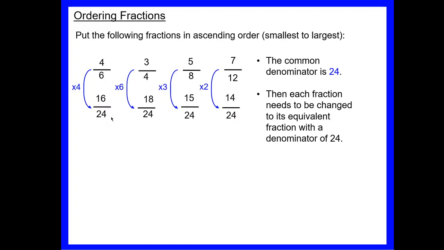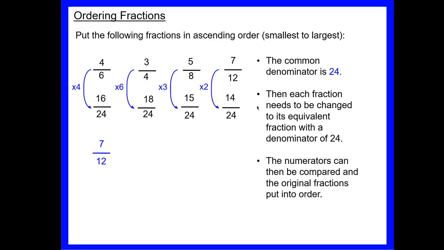So now that we have them all with their common denominator, we were asked to put them in order smallest to largest. So the smallest is the one with the smallest numerator. So that's this one here. 14 is smaller than 15 and 16 and 18. But when we're putting them in order, we have to put the original fraction. So this is my smallest number, so we look up, and that's 7/12. Our next smallest number is 15. So that is 5/8. The next smallest number, 16, is 4/6. And our largest one, 18, is 3/4.